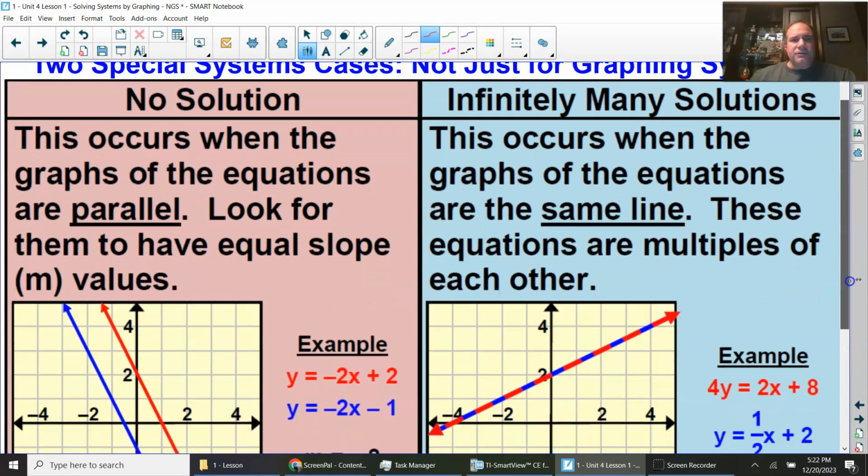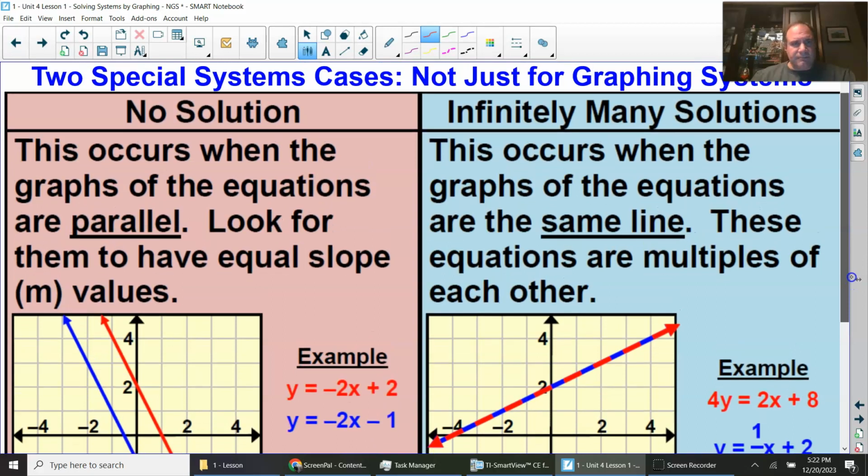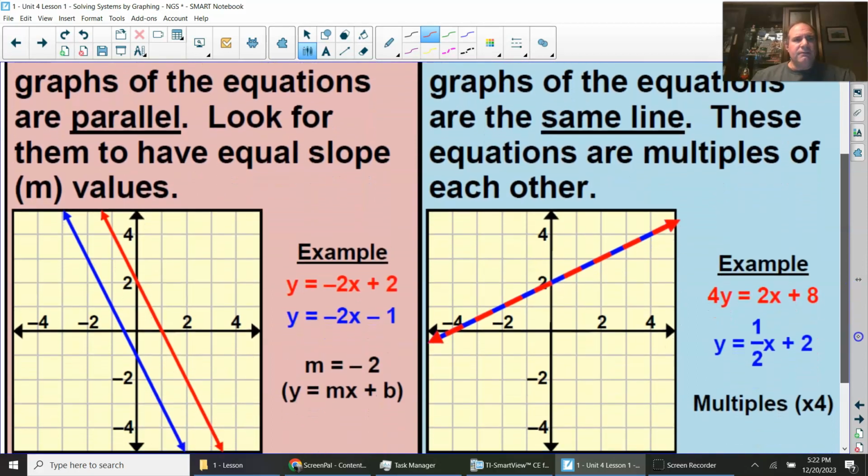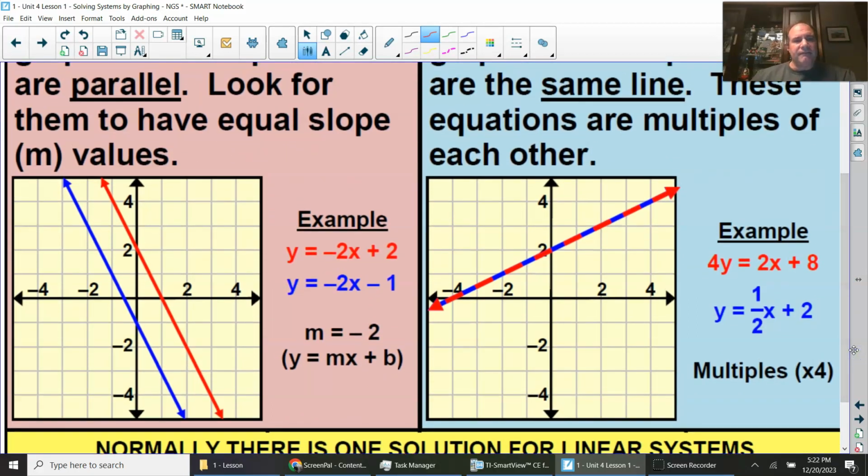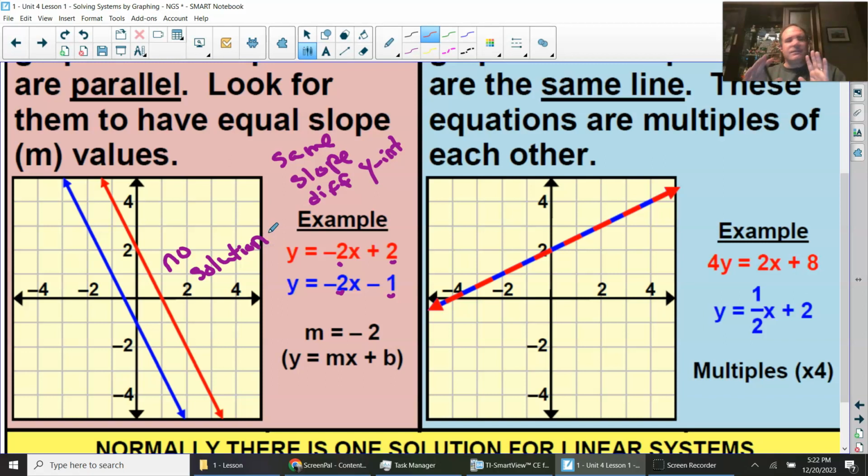So we have two special cases, not just graphing systems, but no solution would be when the lines are parallel. Remember, you have the same slope, different y-intercept. Just like the same slope here and here, different y-intercepts. These are parallel lines. There is no solution because, again, they never connect, right? They never intersect, I should say.